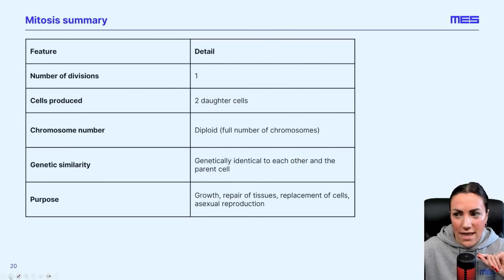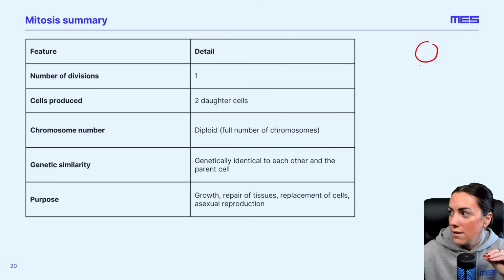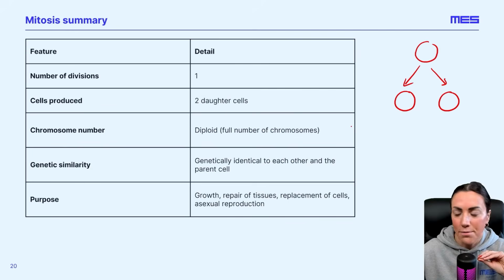Let's look at a summary then. So with mitosis, we are going from 1 parent cell to 2 daughter cells. So there's just 1 division involved. You will produce 2 daughter cells, as you can see here.